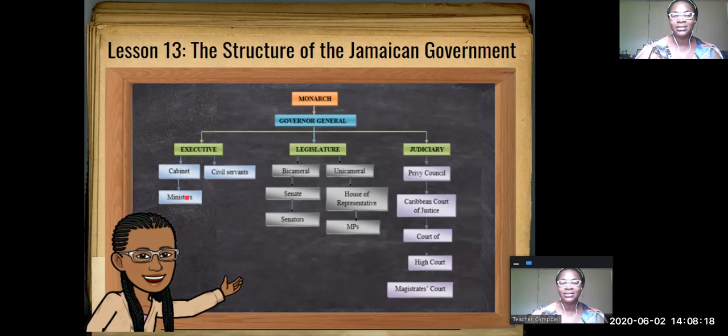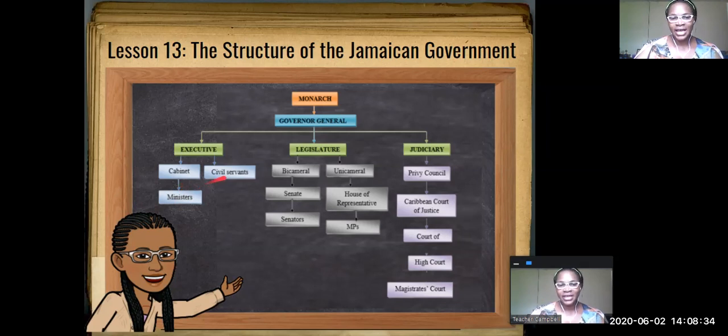You have junior ministers, you have ministers of state, etc. So they don't have a particular portfolio. They are not the minister of finance or the minister of education or minister of agriculture or whatever it is, but they are still ministers. So they fall under the cabinet.